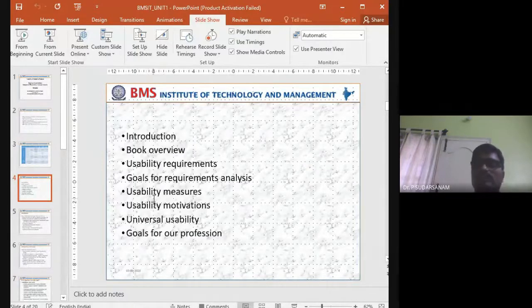So usability, we'll see in detail later. These are the measures, what all the measures will be taken, what all the motivations will be taken care of, and universal usability, how they are using the usabilities, and goals for our profession.